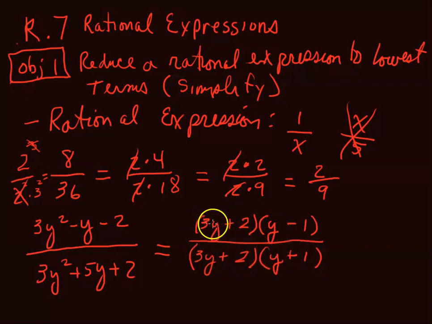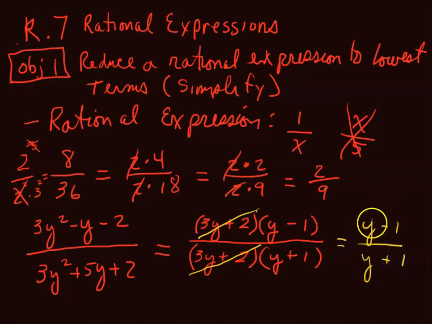Now that I've got this factored, I can cancel the factors in the numerator and denominator. So I'm going to cancel this one and this one. And what am I left with? My final answer, y minus 1 over y plus 1.